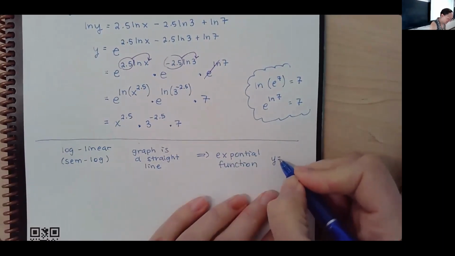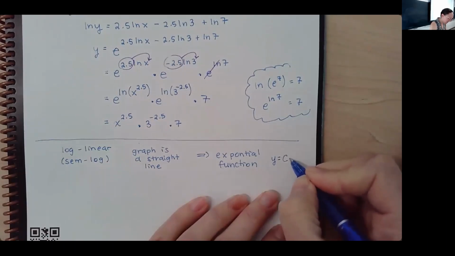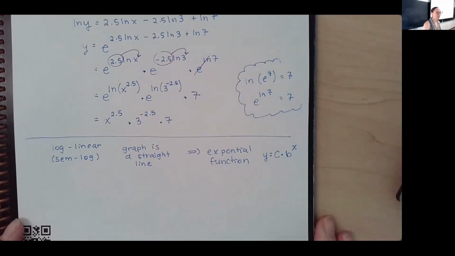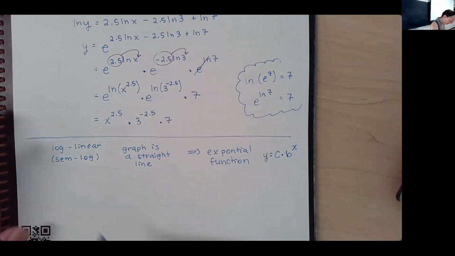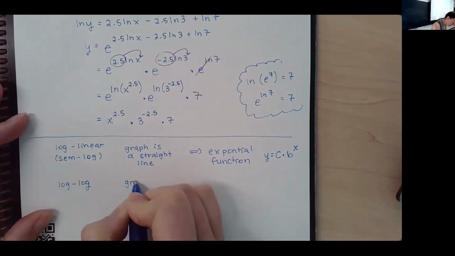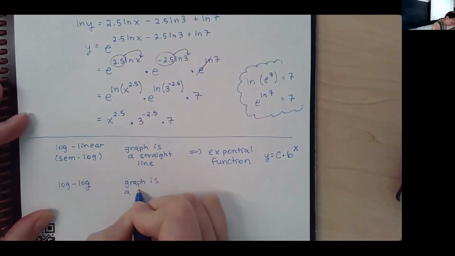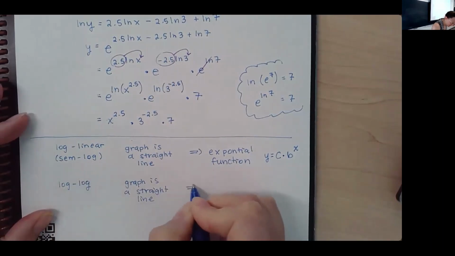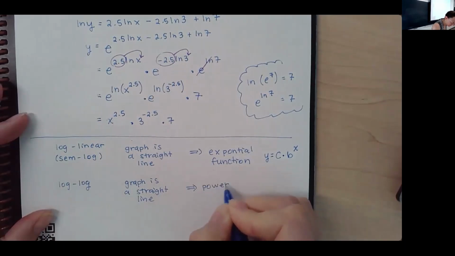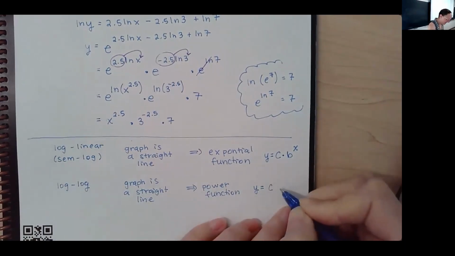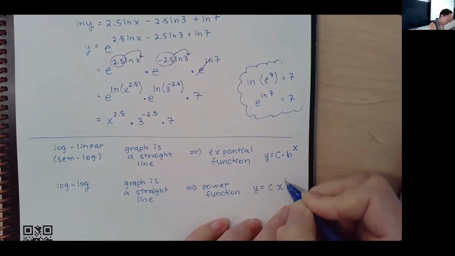Which super generically is going to be something like a constant times a base raised to the x. It's exponential because the x is in the exponent. If I had a log-log graph and the graph looks like a straight line, then this is a power function. Which means super generically, I've got some kind of constant times x raised to a number.